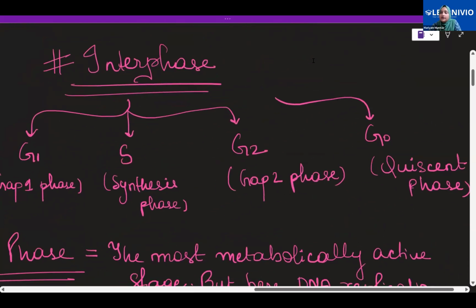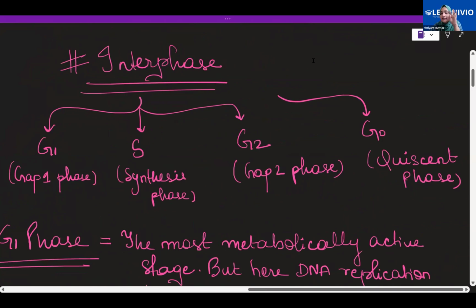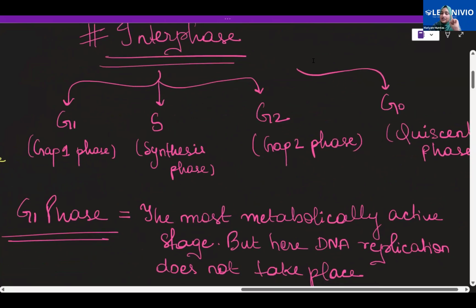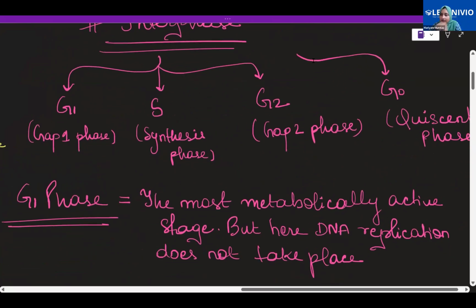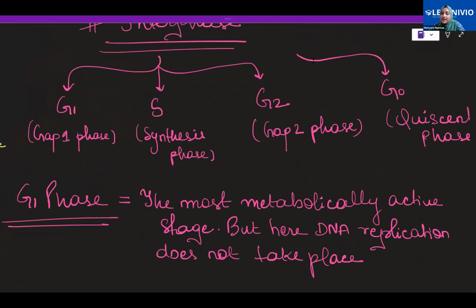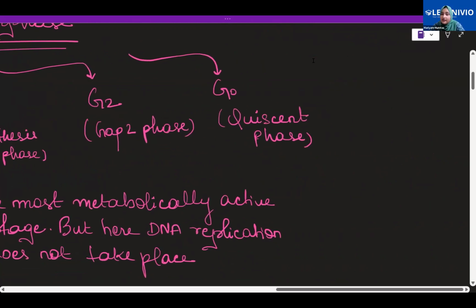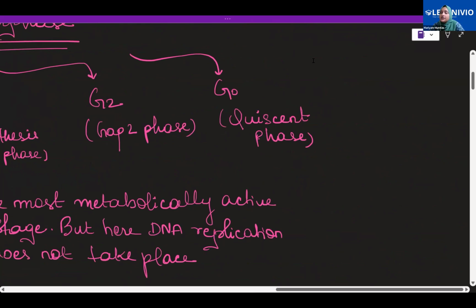So when we talk about the interphase, it has four basic phases. Three major, one is a different thing. G1, S and G2 phase. G1 phase stands for gap 1 phase. S stands for the synthesis phase and G2 stands for gap 2 phase. There is another phase called as G0, which is called as the quiescent phase.